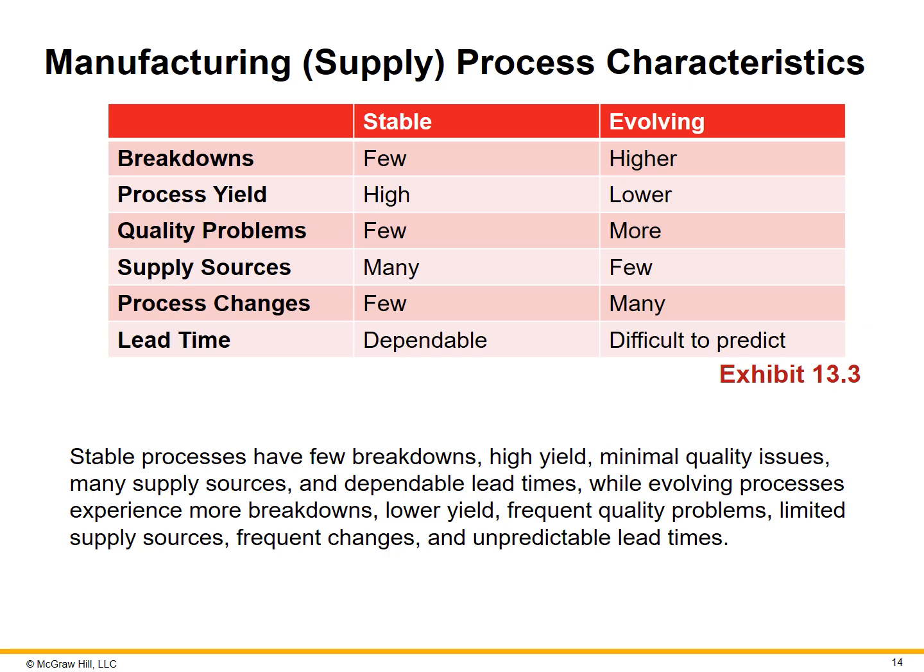Here are the process characteristics: stable versus evolving. Breakdowns, few versus higher, at stable and evolving, and process yield high and then lower. As you see, like quality problems, supply sources, process changes, and lead time. Stable is very much predictable, while evolving changes very much.